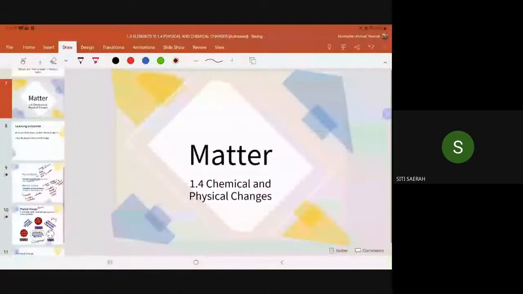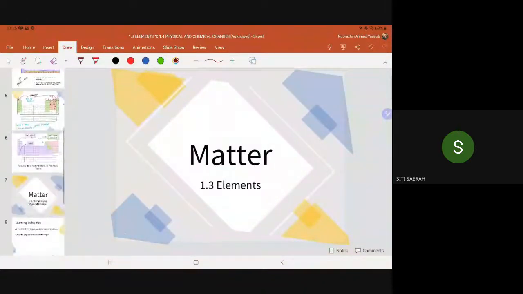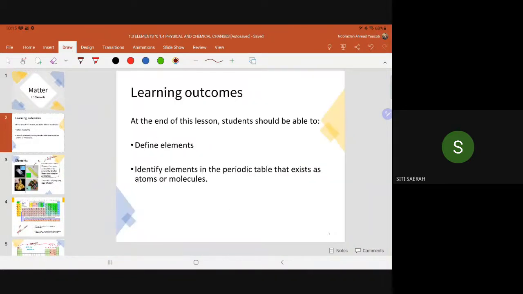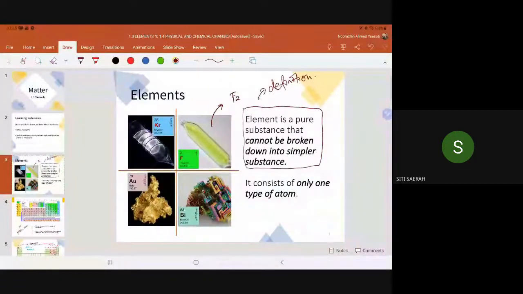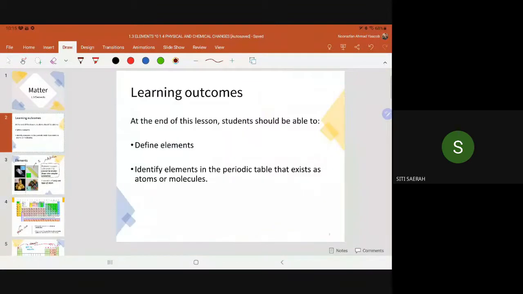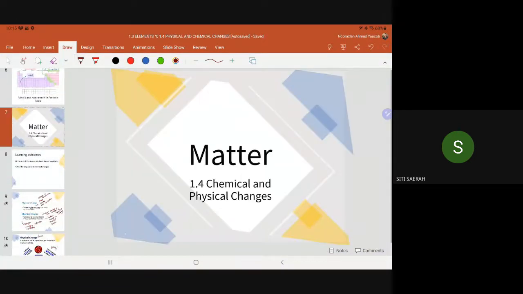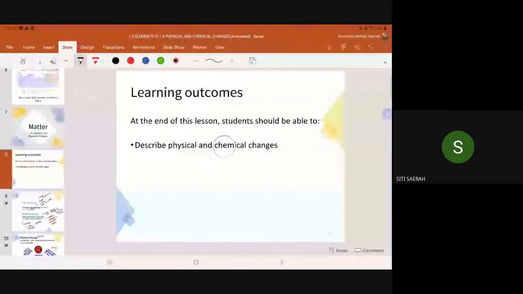It's very simple. So now kalau kita recap balik, so 1.3 kita kena tahu define elements, you should already know. Dalam nota saya dah tulis, element is a pure substance that cannot be broken down into simple substance. And then you should be able to identify elements in the periodic table that exist as atoms or molecules. This one kamu kena hafal lah. And then untuk 1.4, you should be able to describe physical and chemical change. So di sini yang describe ni kalau dalam exam selalu soalan akan tanya.